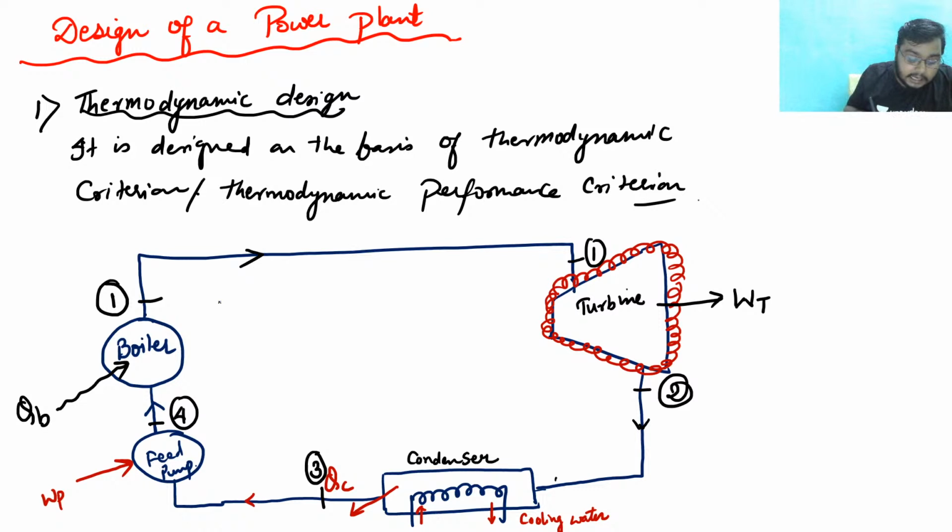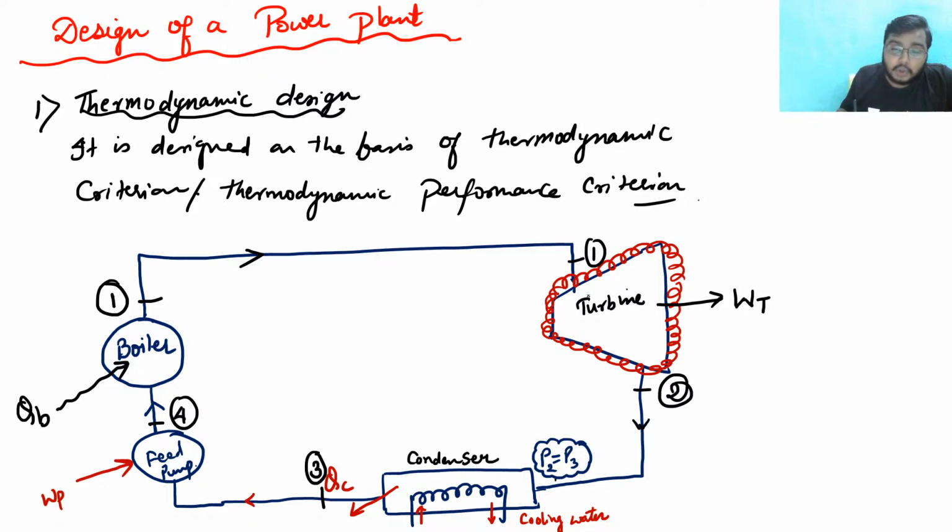Now see, it is a steady flow process, hence pressure at point 2 is equal to pressure at point 3. This is the most important thing. Since it is a steady flow process, pressure at point 2 is equal to pressure at point 3. Now you will ask me, sir, the turbine is also a steady flow process, then why is there a drop in pressure?